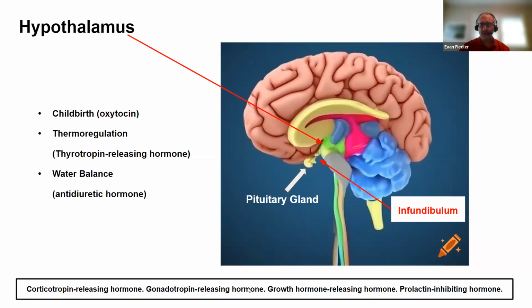Gonadotropin releasing hormone, produced by the hypothalamus, goes to the anterior pituitary, causing the release of gonadotropins, follicle stimulating hormone and luteinizing hormone. Growth hormone releasing hormone, produced by the hypothalamus, goes to the anterior pituitary, causes the release of growth hormone. Prolactin inhibiting hormone, produced by the hypothalamus, goes to the anterior pituitary.